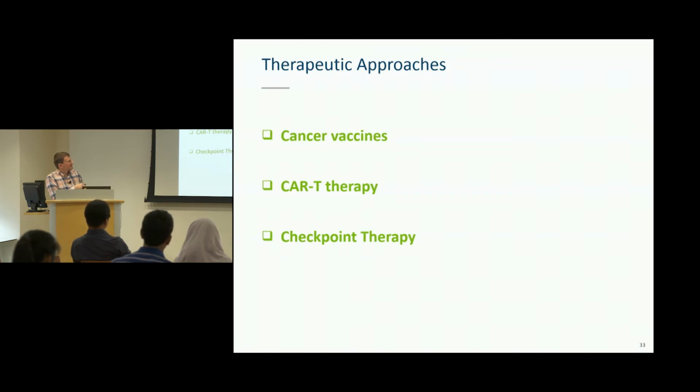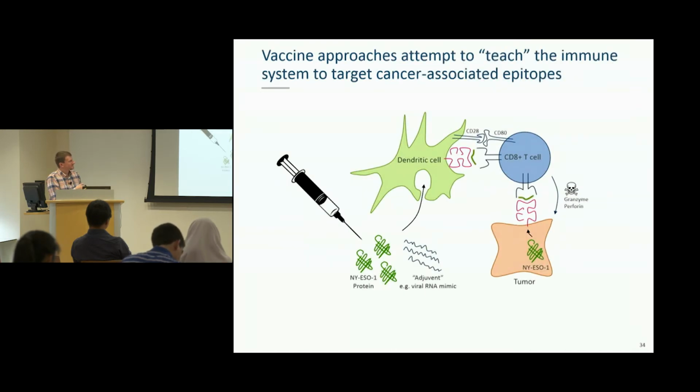So I'm going to now get into therapeutic approaches that people have tried. Most of these relate to targeting one of the previous types of antigens that I just described. And the first one is cancer vaccines. So this was kind of the rage, like I would say in the 90s. A lot of people were trying this.